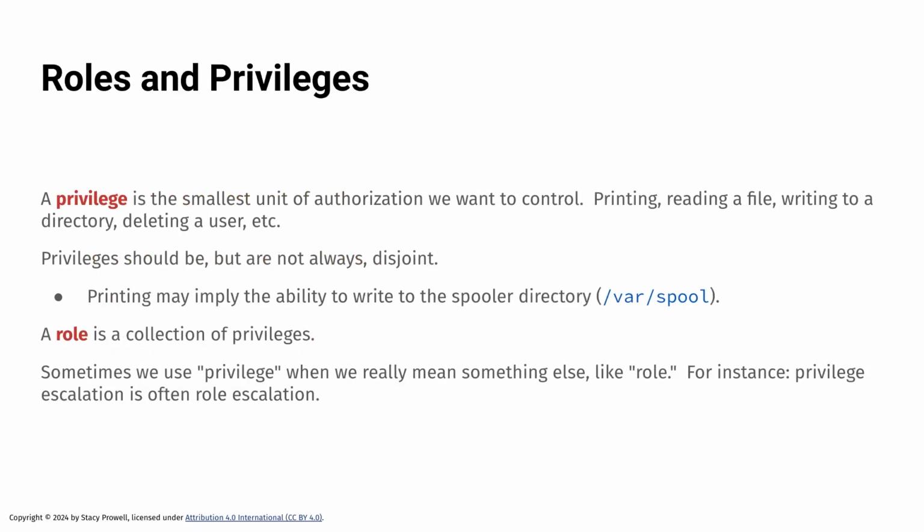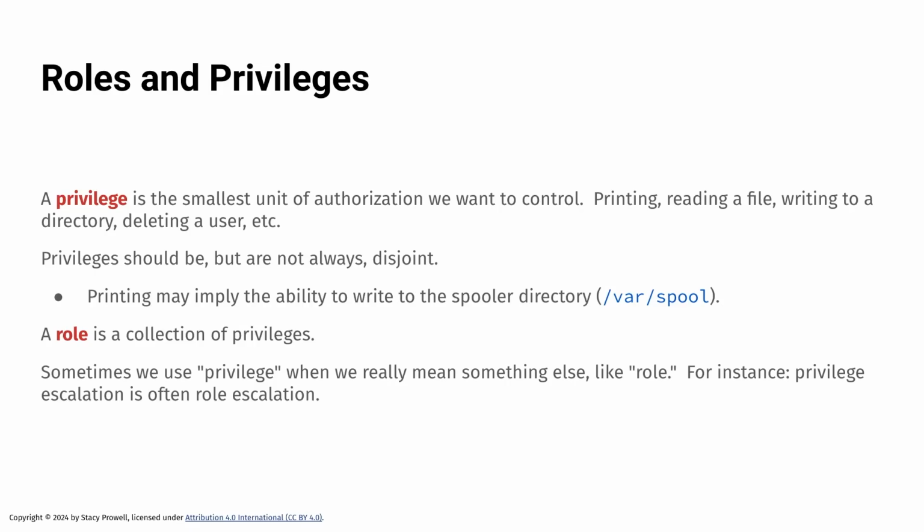Roles and privileges. Okay, here's how things are usually defined. This is not necessarily how those things are actually used. A privilege is the smallest unit of authorization that we want to control. It might be reading a file, writing a file, listing a directory, adding a user, deleting a user, printing something.